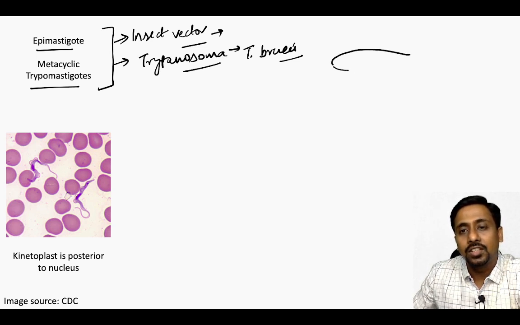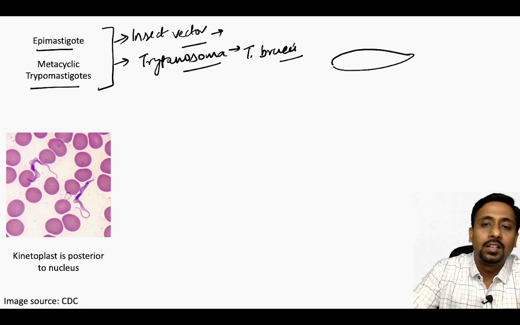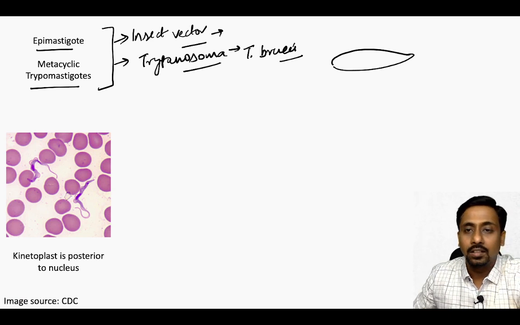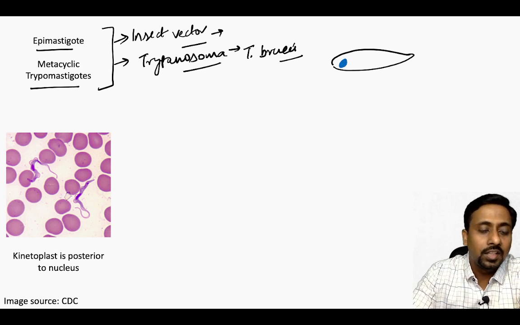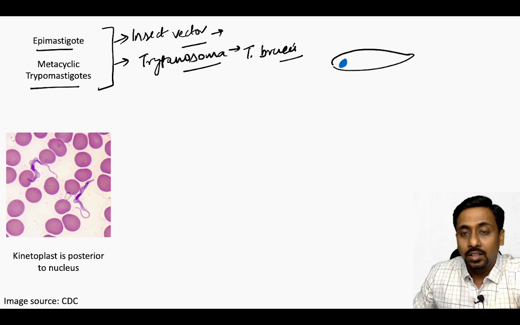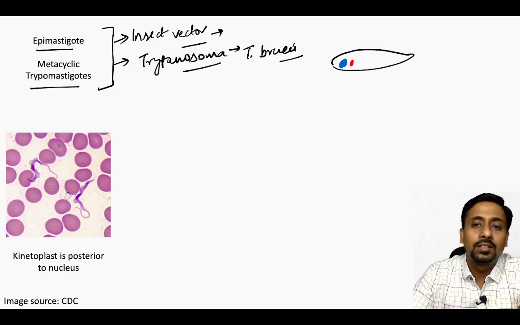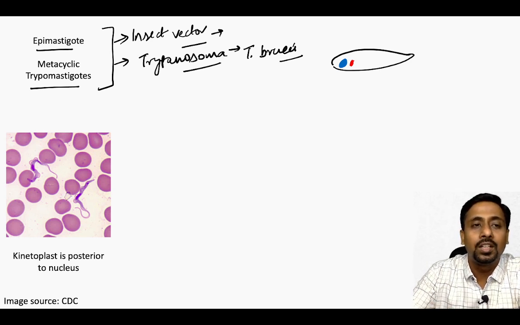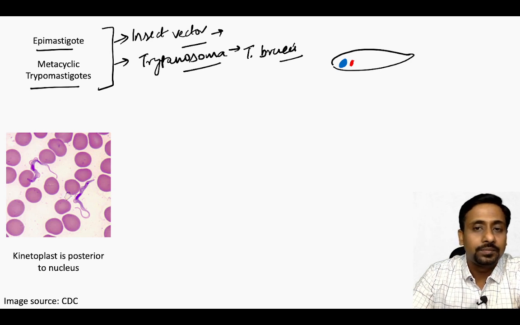Again, elongated structure. Okay. And you can see the nucleus here anteriorly. But in this case, compared to this promastigote, the kinetoplast is a little nearer to the nucleus, or we can say that it is a little posterior compared to the kinetoplast of the promastigote.